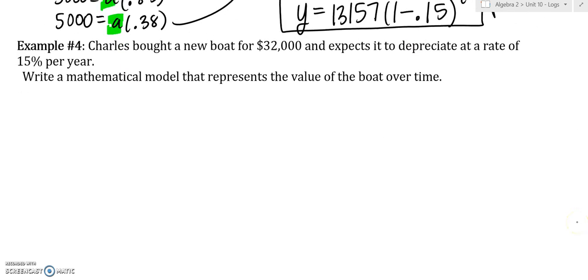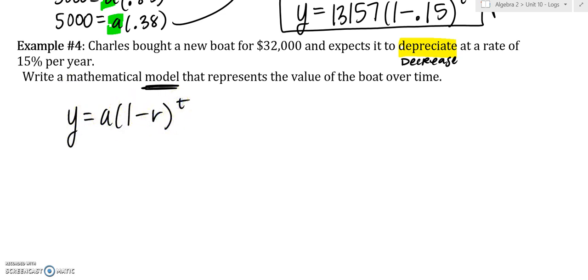Example 4. Carlos bought a new boat for $32,000 and expects it to depreciate, again, fancy word here for decrease, at a rate of 15% each year. Write a mathematical model that represents the value of the boat. Okay, well, here's our equation. Y equals A times 1 minus R to the t power. He buys the boat, $32,000. That's how much he paid. That's the initial value, how much he had to buy the boat for.